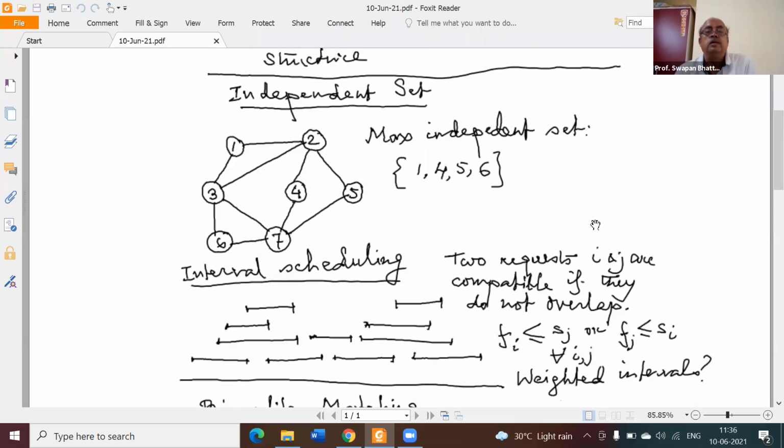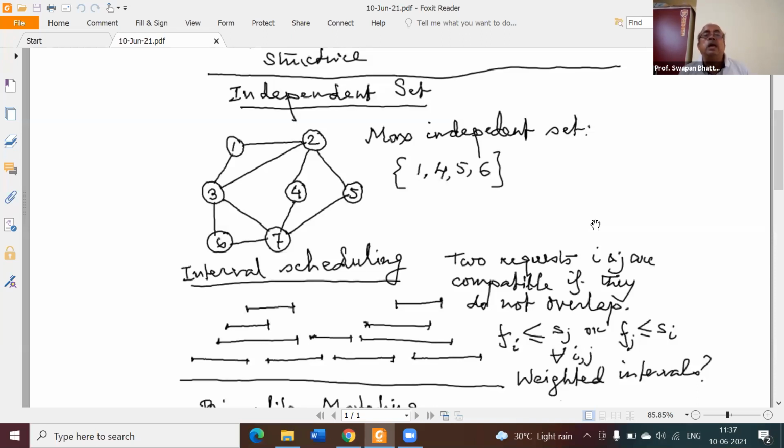Now let us have another problem, which is the interval scheduling problem. What is that? Suppose we have a room or a building which is used for renting, for organizing marriage ceremonies or some functions. Very common.